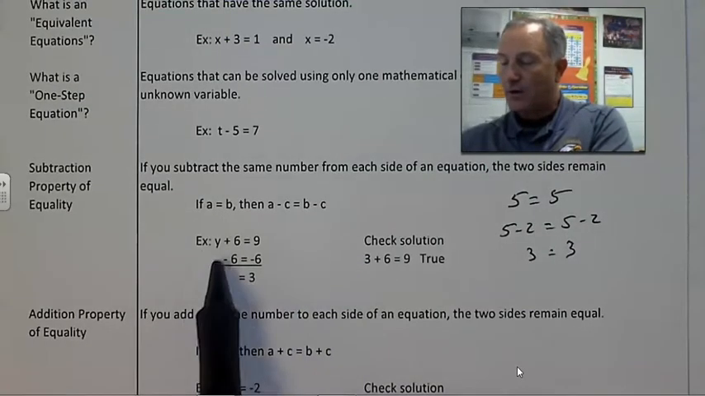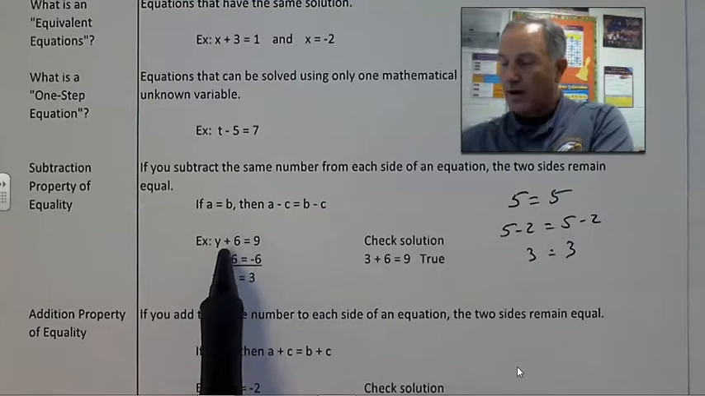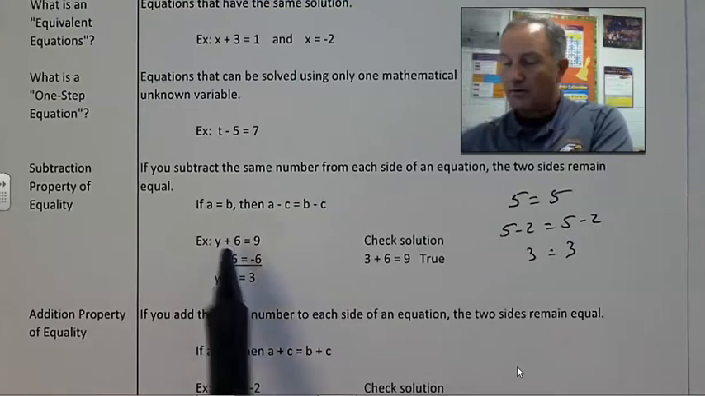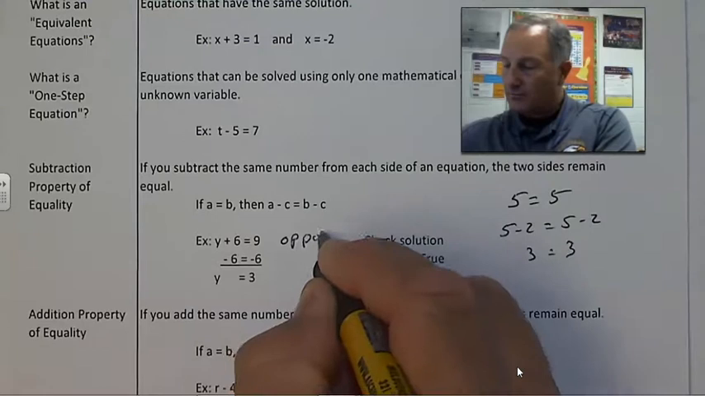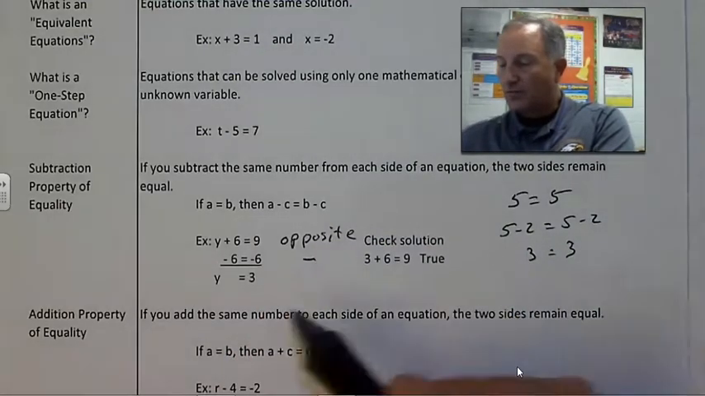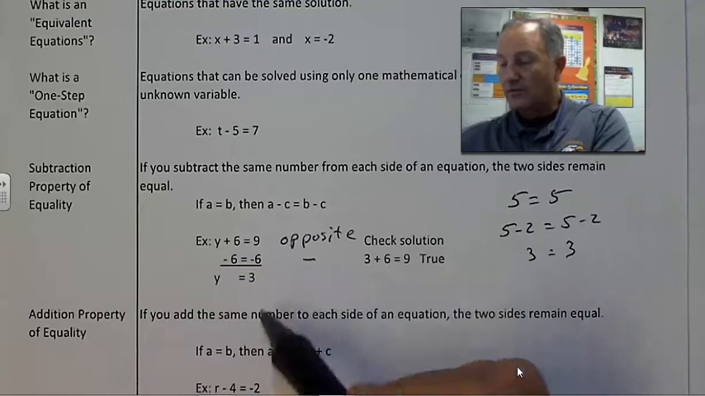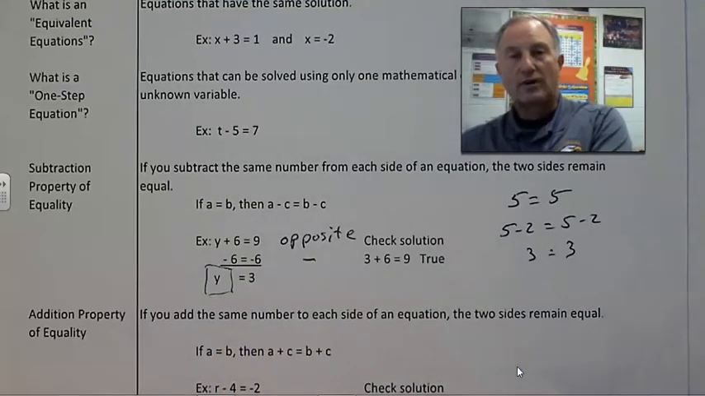All right, well, the example y plus 6 equals 9. The operation here is plus. So we want to do the opposite. And what's the opposite of addition? Subtraction. So we're going to subtract the 6 from both sides because what we want to do is isolate our variable. We want to get our y, our x, our t, whatever the letter is. We want to get that by itself.